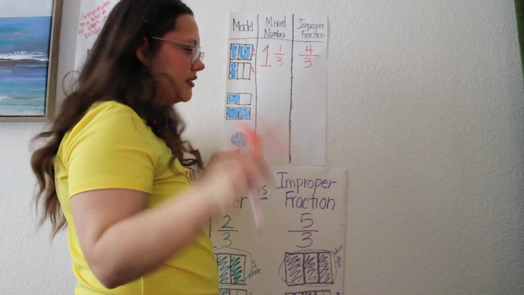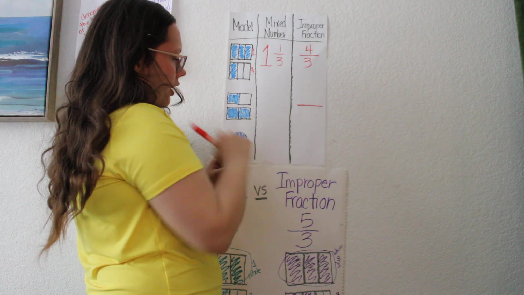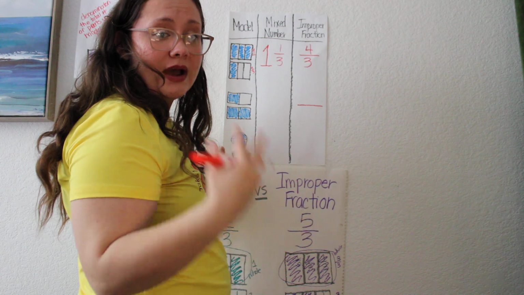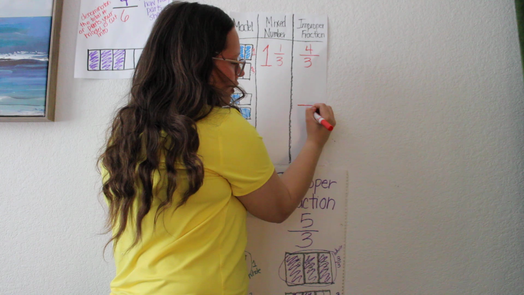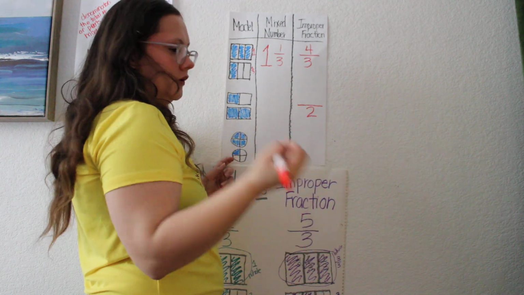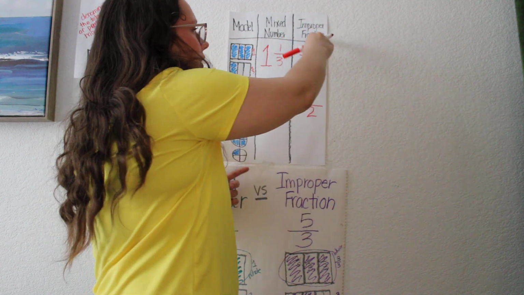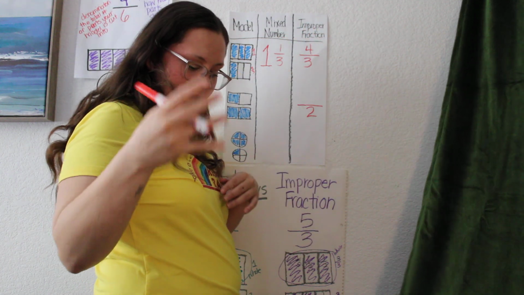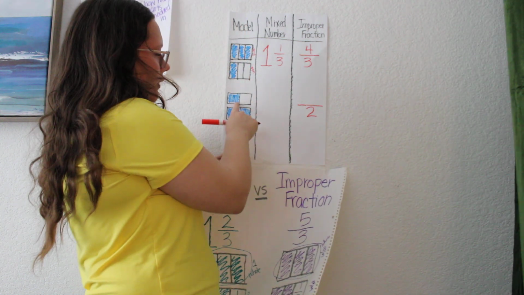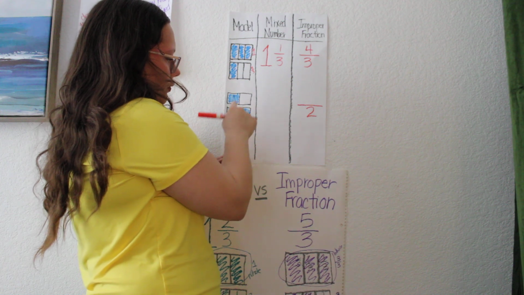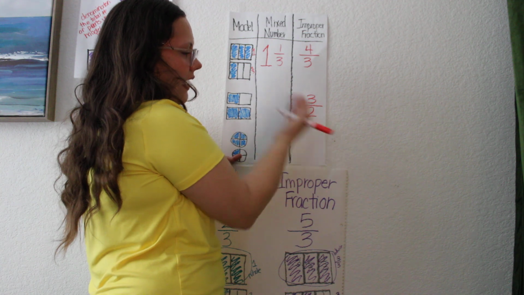Improper fractions. Step 1, figure out what your denominator is. Both of these models are split into 2 pieces, so I've got halves. This one's split into halves and this one's split into halves. So I know I've got a denominator of 2. Now I gotta deal with the top. Improper fractions tell me the total number of pieces that I have shaded in. Right here, I've got 1, 2, 3 pieces shaded in. So my improper fraction here is 3 halves.